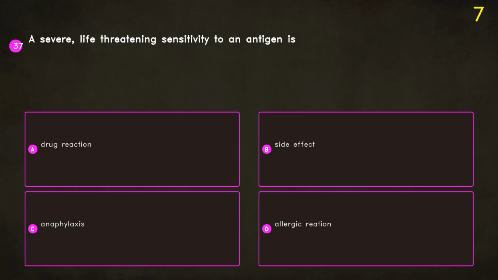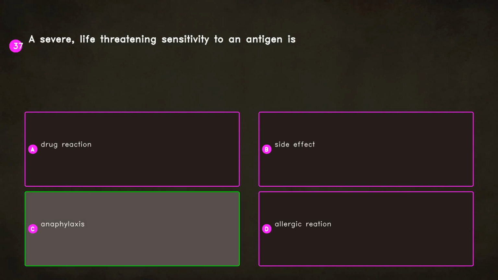Question 37. A severe, life-threatening sensitivity to an antigen is A. Drug reaction. B. Side effect. C. Anaphylaxis. D. Allergic reaction. The correct answer is anaphylaxis.